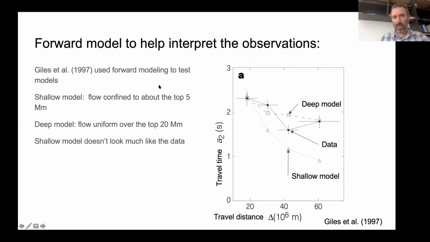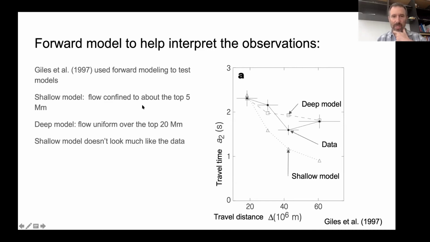And the thing I like about this paper is it also shows a forward model. So instead of going straight to inversions, they asked a simpler question, which is just, okay, if I assume some particular model for the meridional flow, what do my travel times look like? And this is a really nice way to start interpreting local helioseismic measurements. They considered a couple of different models.